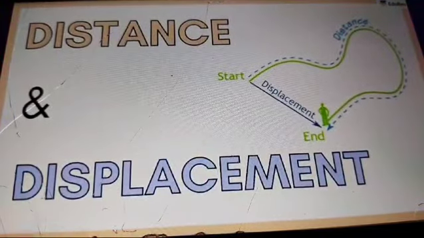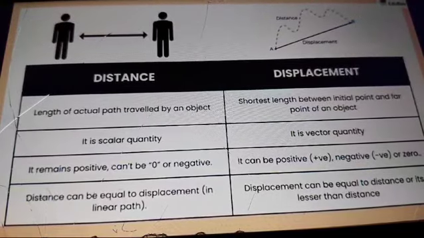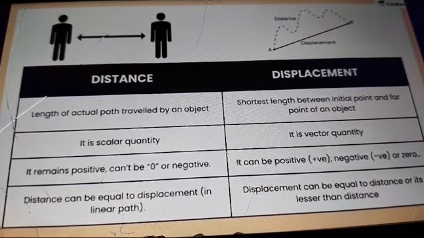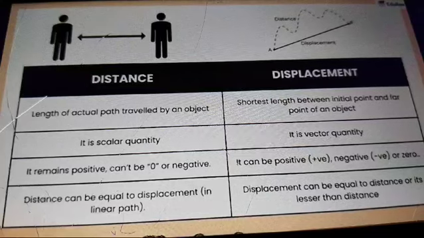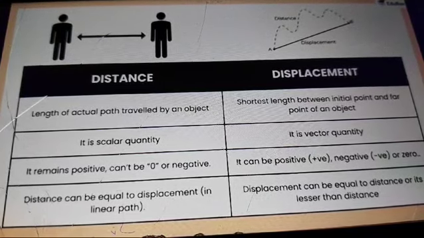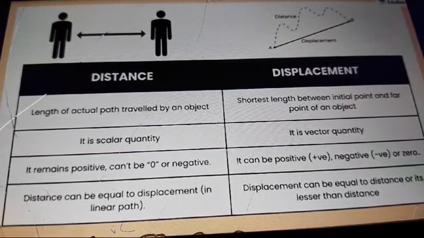Now, let's understand the difference between distance and displacement. Distance is the total length of the actual path traveled by an object. It is a scalar quantity, which means it has only magnitude. Distance is always positive and cannot be zero or negative.